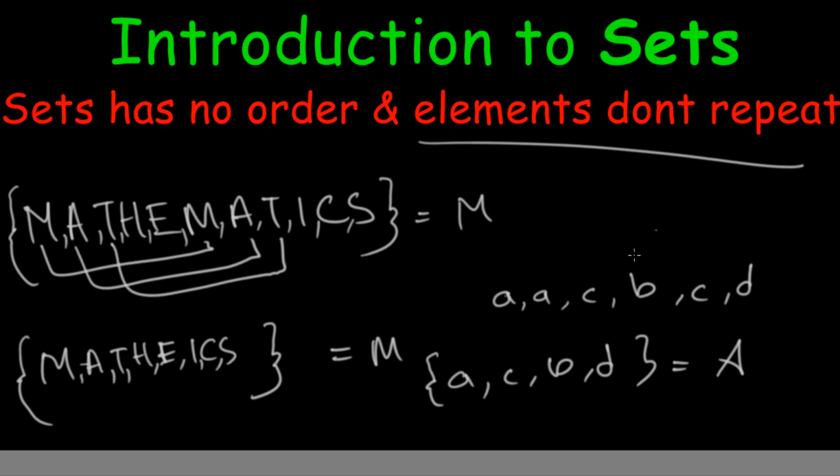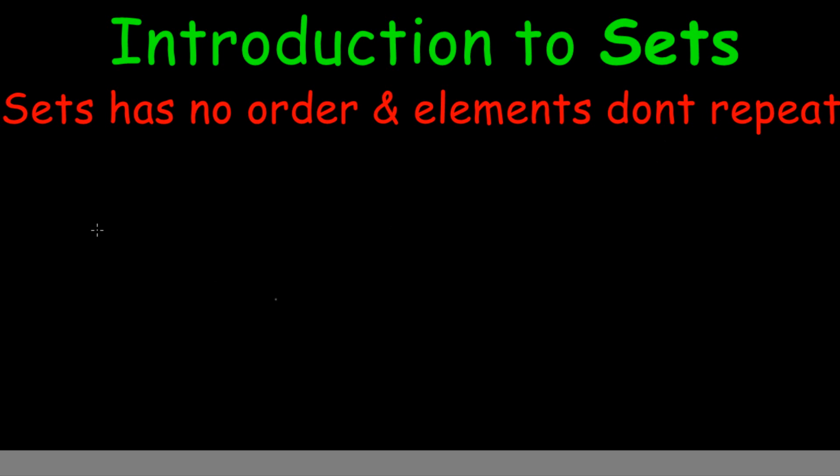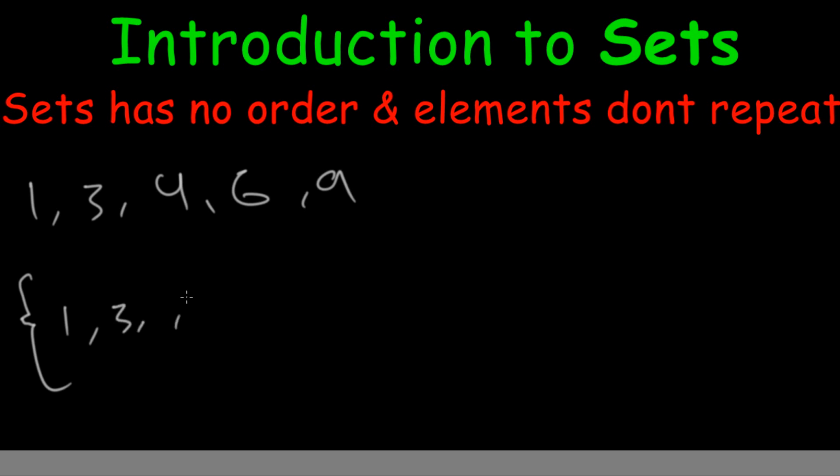Okay. And then the next thing. Say we have 1, 3, 4, 6, 9. Okay? And I want to make this group of numbers a set. So basically I would just put them in curly braces. 1, 3, 4, 6, 9, and then equals to, I hate curly braces, equals to, let's say I'll name it set N.